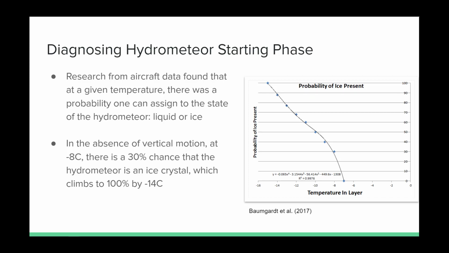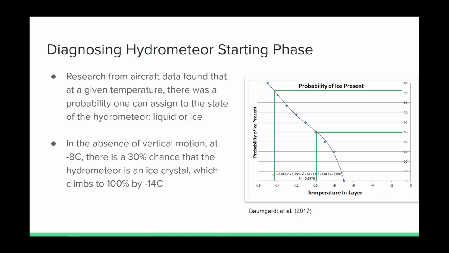This diagram summarizes the research and suggests that as you cool from about -7 Celsius to -15, your likelihood of having ice introduced into a saturated layer increases rapidly. By about -12 Celsius, the probabilities suggest about a 70% chance that ice will be found within that cloud layer.